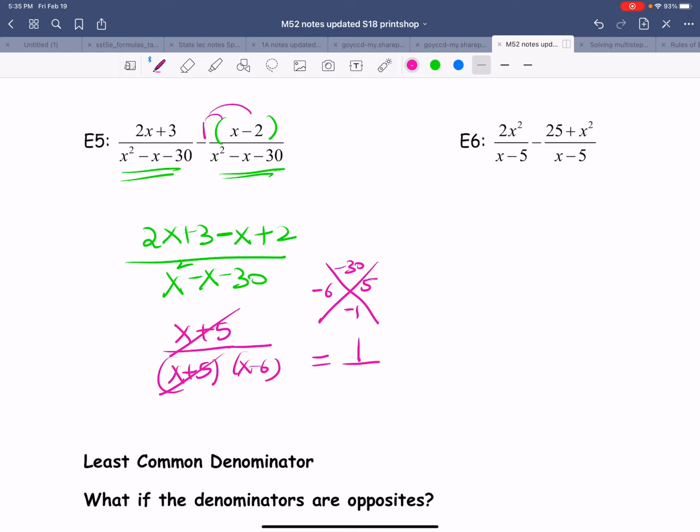So don't forget, we need the 1 placeholder. We need 1 as a placeholder in the numerator, okay? Use 1 as a placeholder in the numerator.